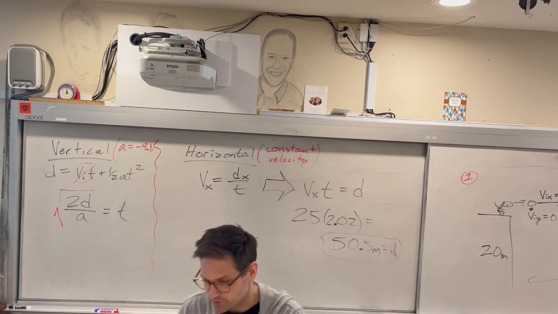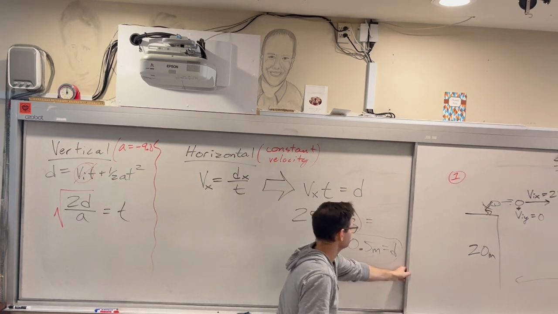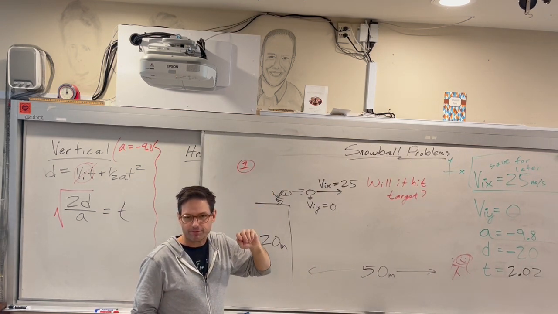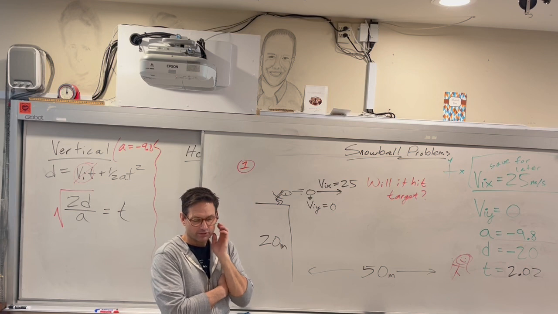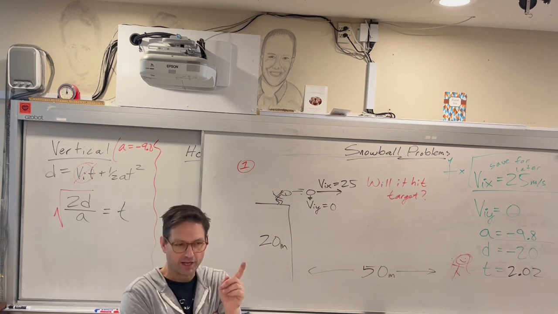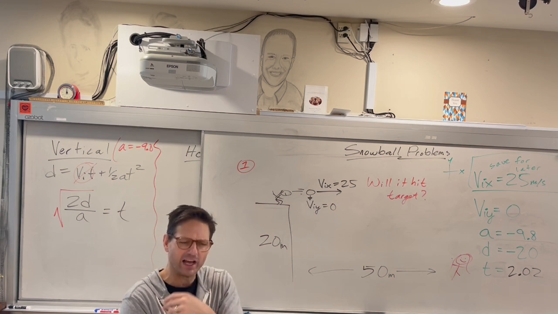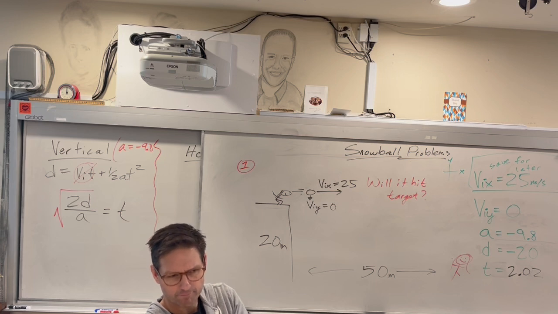Okay, so let me ask you this. Let's look at our cliff here. If the thrower threw at 5 meters per second, would it go the same distance? No. Would it have the same time in the air? Yes, it would have the same time in the air. Why? Because it falls at a constant rate, regardless of if you just dropped it or threw it.